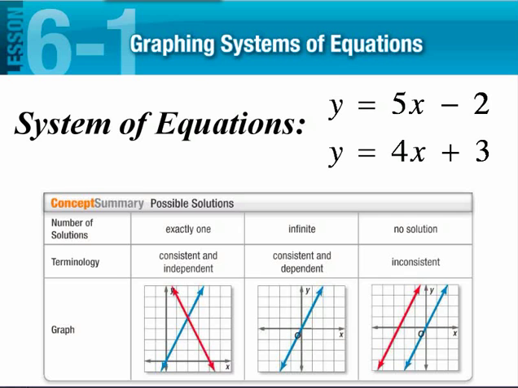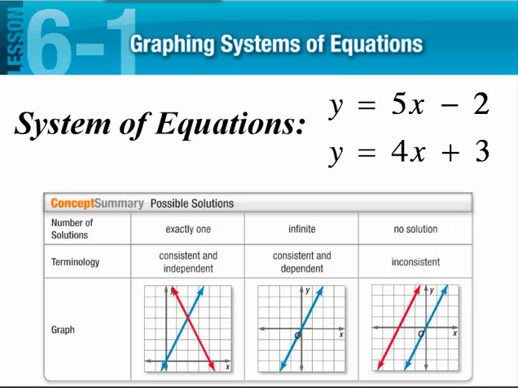So if it's the exact same line that you're graphing, with the exact same slope, exact same y-intercept, that one is called consistent and dependent. C and D? That's an infinite number of solutions. It can be any solution along that line. And then last but not least is if these two lines never intersect. These two lines will never intersect if they are parallel, which means same slope, different y-intercepts. We call that one inconsistent.